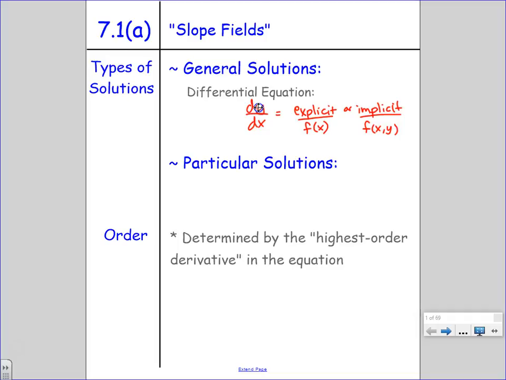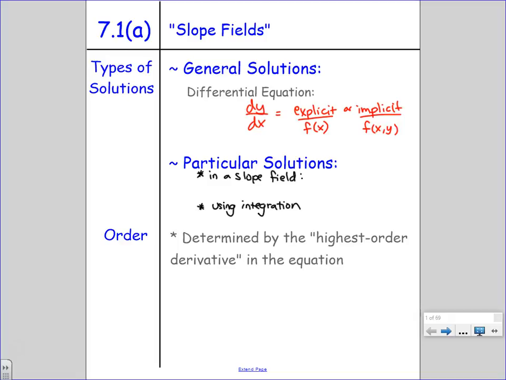Or they could ask us to find particular solutions, either in a slope field or using integration.